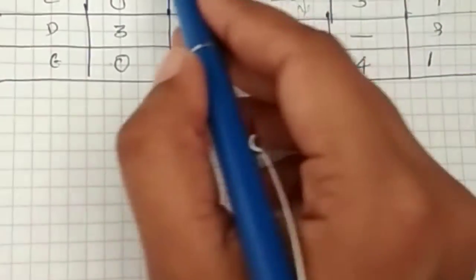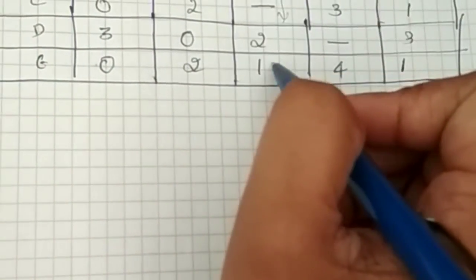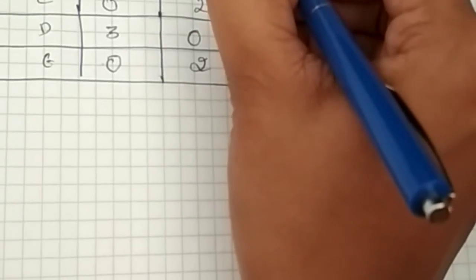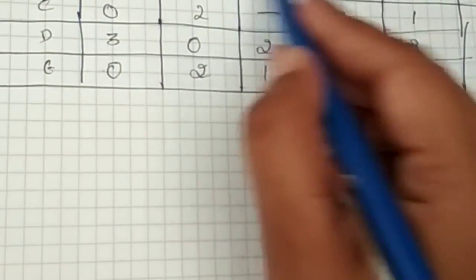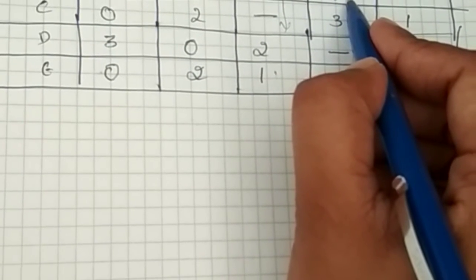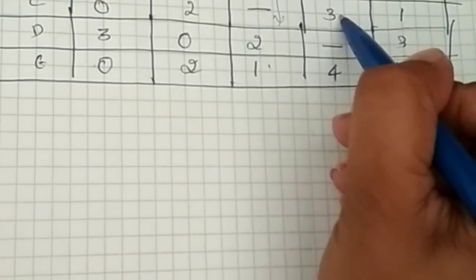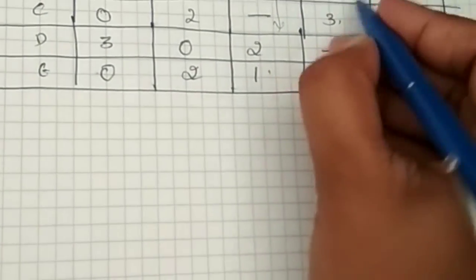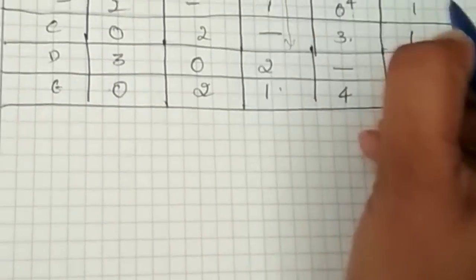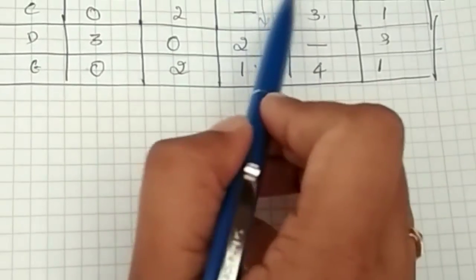So now you check for the row. The minimum value for the row is 0. Minimum value for the column is 1. So the penalty of this 0 will be 1. Similarly, for this 0, the minimum value is again 3, and here the minimum value is 1. So 3 plus 1 is 4, right? So you cannot consider this 0 as such as a minimum value.